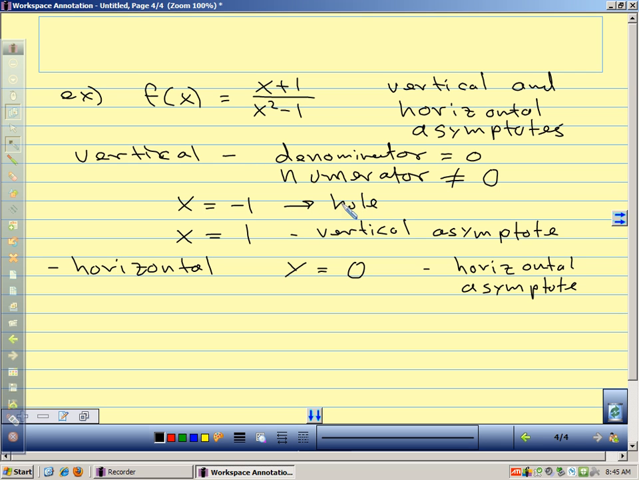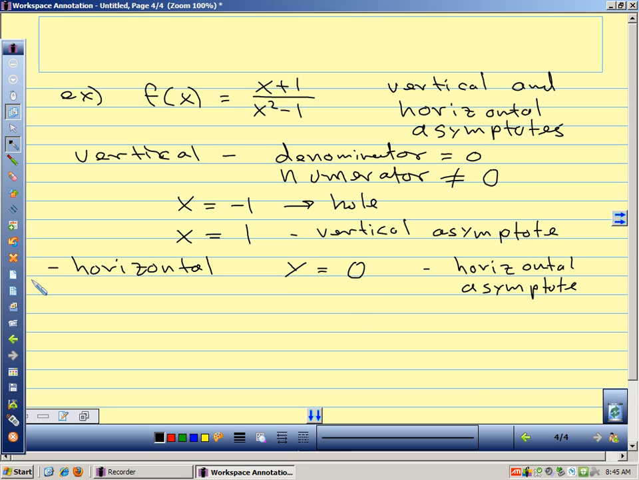Yes? Go over that again, like how is the degree? So the degree of the denominator is larger than the degree of the numerator. Yeah, the degree of the numerator is less than the degree of the denominator. So y equals 0 is our horizontal asymptote.